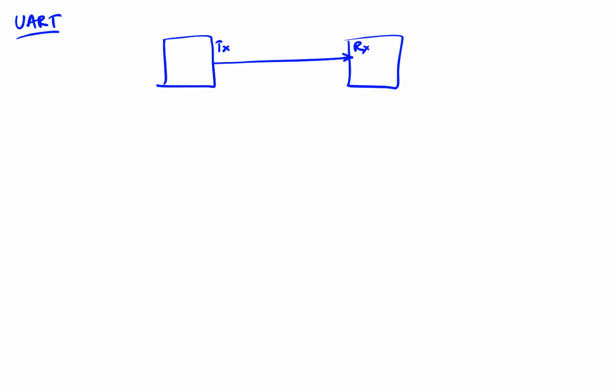Ooh, so just one wire. How does that work? One wire. So on this wire are going to go the bits that we want to transmit. So we're going to send the bits.